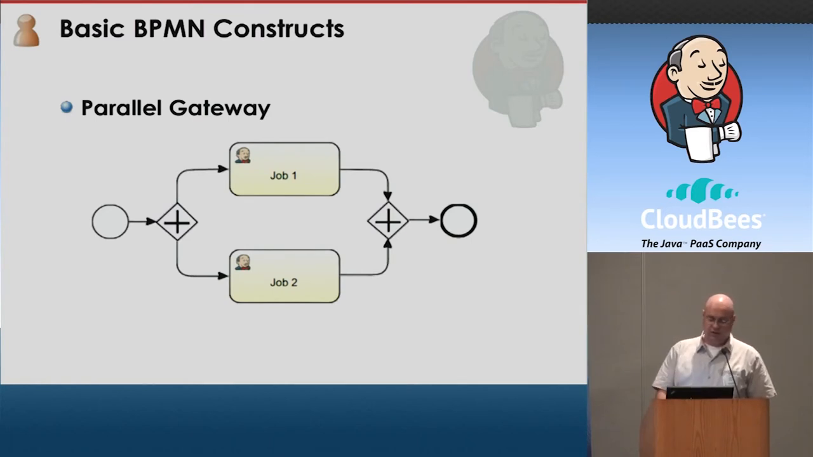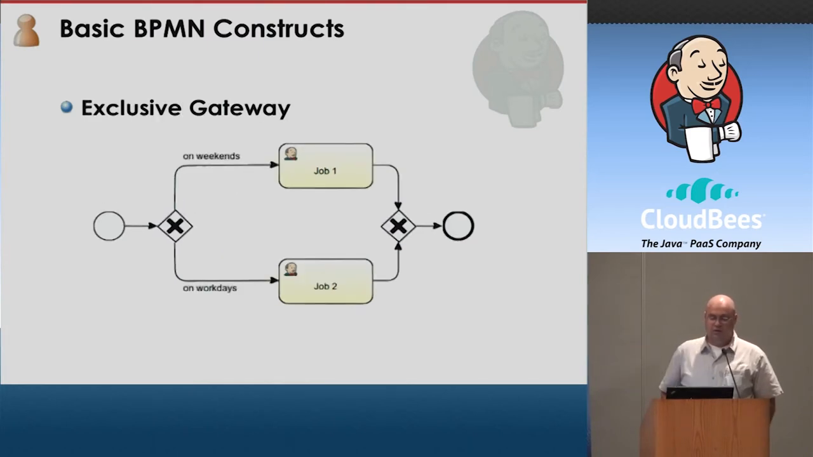Now, since Jenkins tasks are being used as the example here, if you refer to the same Jenkins job, it would not run in parallel. So the workflow would just wait until the first job runs, the second job runs, and then the workflow continues once both have finished. The exclusive gateway can be used to just pick one path.